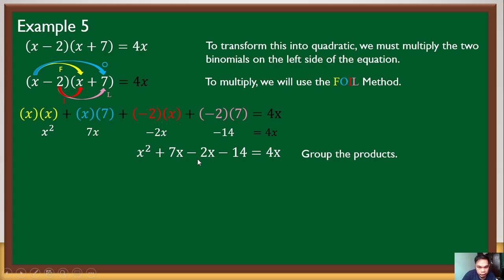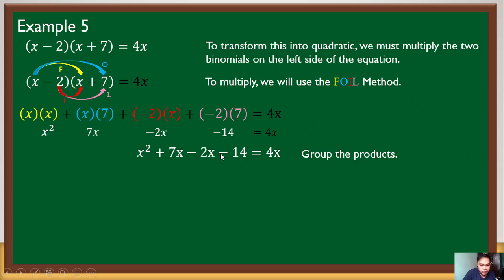As you can see, we have here two similar terms, 7x and negative 2x. X squared and 7x are dissimilar because 7x doesn't have an exponent 2. So we cannot combine them because they are dissimilar. Okay? X squared and 2x are also dissimilar for the same reason. 2x and negative 14 are also dissimilar. Why? Because 14 is a constant. It doesn't contain a variable. So we cannot combine 2x and negative 14.